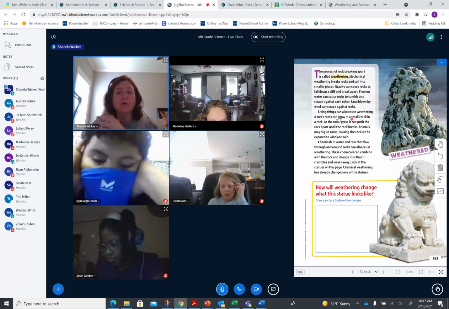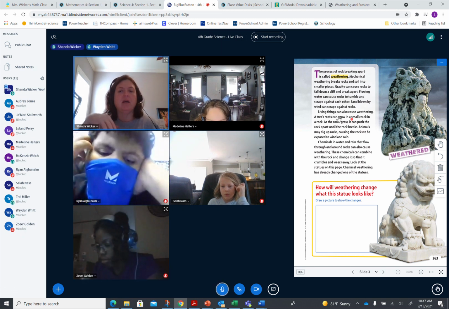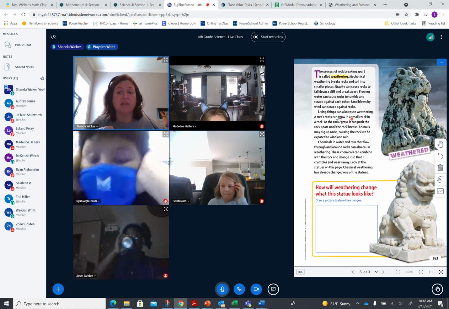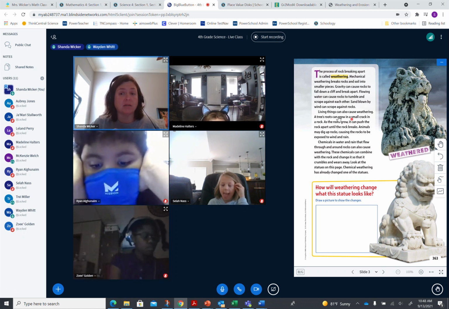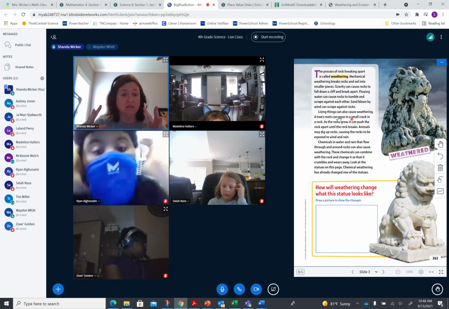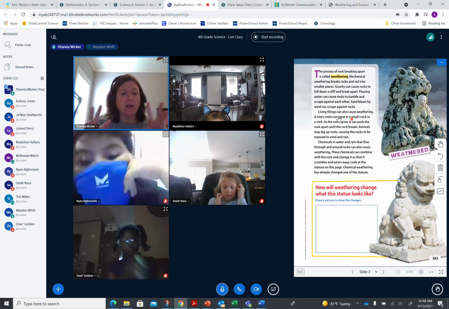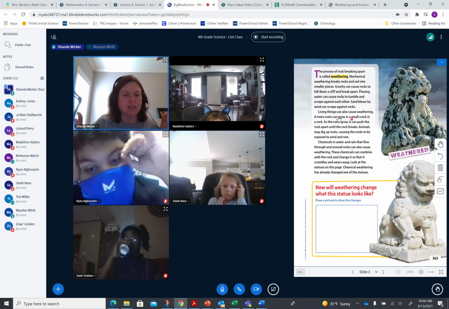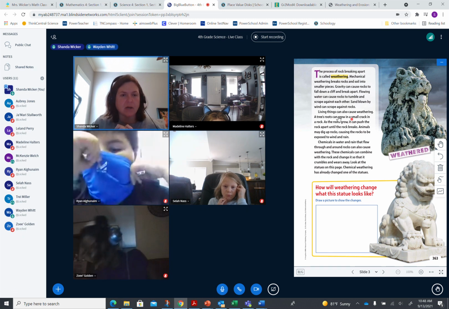So that picture that we just saw of the tree roots, that's a living thing that can cause weathering because it can grow into small cracks in rocks. Have you ever seen your driveway crack or your patio out back crack? That could be because there's a tree close to your house and those roots are trying to get into those cracks, okay?